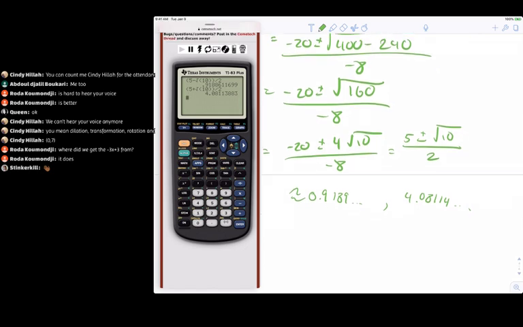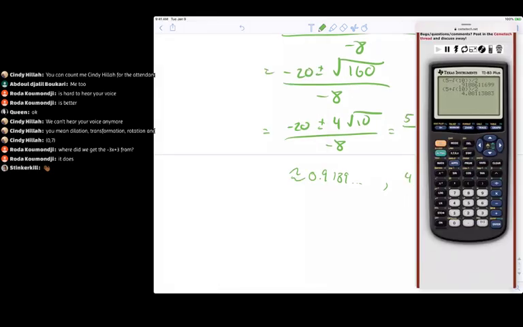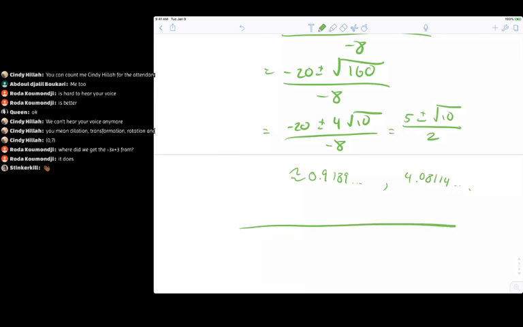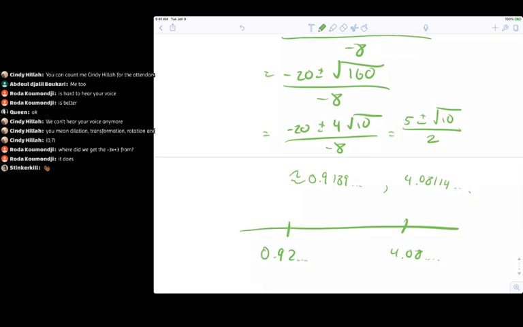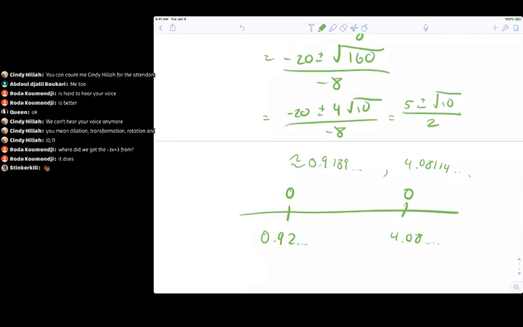So what this does, this gives us 2 points. So we have this 0.92 whatever, and then this 4.08 whatever. So it breaks the number line up into 3 parts. We have the far left, the middle, and the right. These are going to be our zeros, so these are our x-intercepts. So then we need to find the y value in each corresponding section.